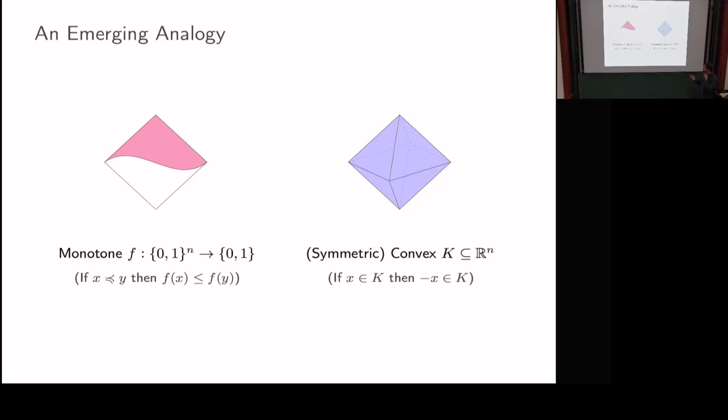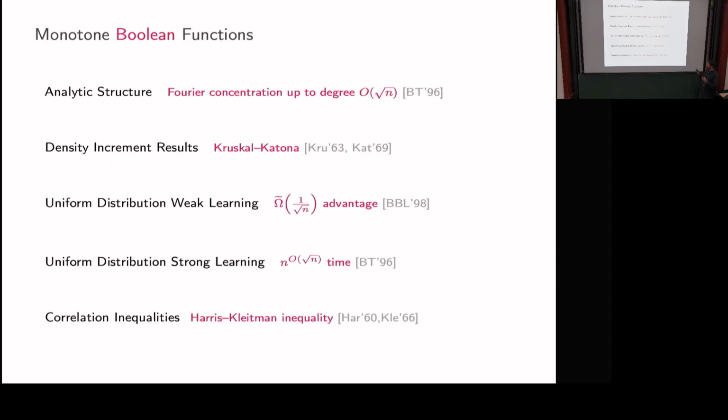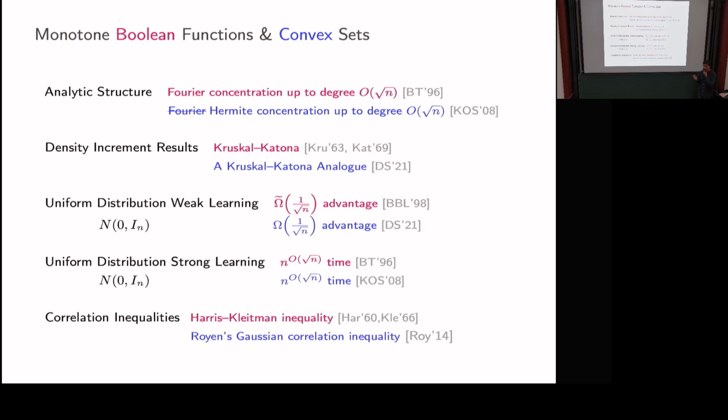So just to give a little bit of boilerplate and to convince you that monotone functions are well studied, we know a lot about their analytic structure, density increment results, learnability, things of this sort. These things show up in combinatorics, complexity theory, they're all over the place. And you can ask the same questions for convex sets as well, except you have to make two or three minor tweaks. So, if you're talking about Fourier concentration, you replace the parity basis with the Hermite basis. You replace the uniform distribution with the Gaussian distribution.